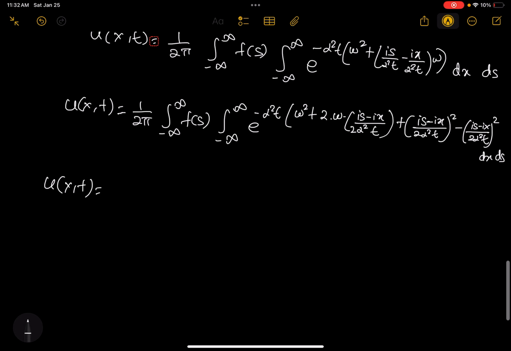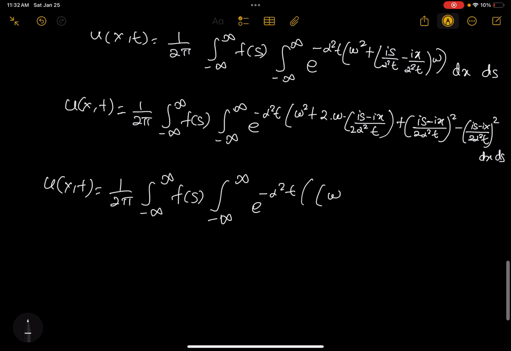So u of x comma t is 1 by 2 pi, integral from minus infinity to infinity of f of s, integral from minus infinity to infinity. While doing maths, you do need some patience, right? Because it takes time for things to simplify. Omega plus minus i x by 2 alpha square t, squared, right?